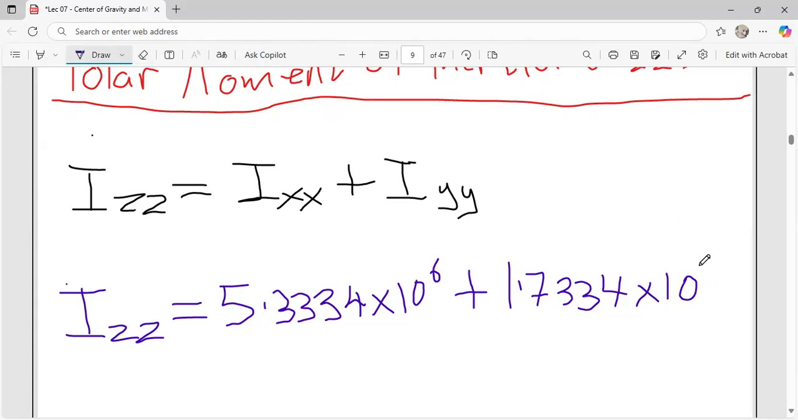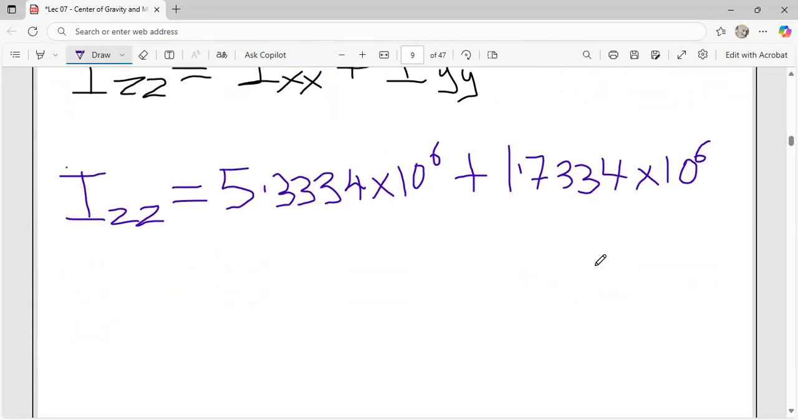So let's quickly punch all of this in the calculator together and see the answer we're going to get. 5.3334 times 10 exponent 6 plus 1.7334 times 10 exponent 6. Then what are we going to get? We're going to get our answer, because we are choosing to leave our answer in standard form. So that is why, at the end of the day, we are getting what?